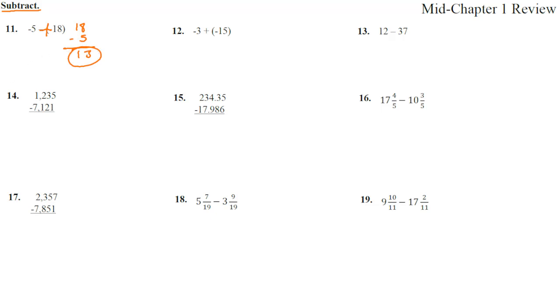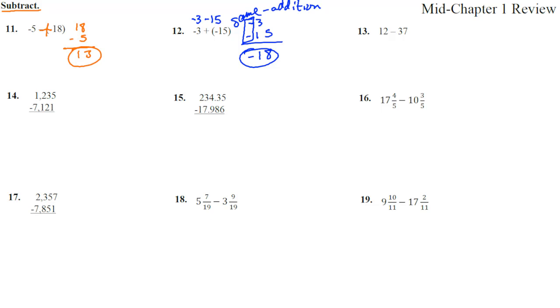Number 12. This is a -3 plus a -15. Now note, they're both negative. That's the same thing as writing -3 minus 15, but they're both negative, so it's a -3 and a -15. Those are the same sign, which means this is actually an addition problem. 3 plus 15 is 18, all in the negative direction. So this means you're actually adding. If they are the exact same sign, that means they're both pulling in the same direction. A 3 and a 15 both pull down to a -18.